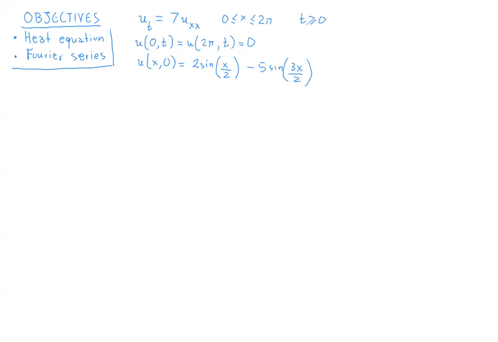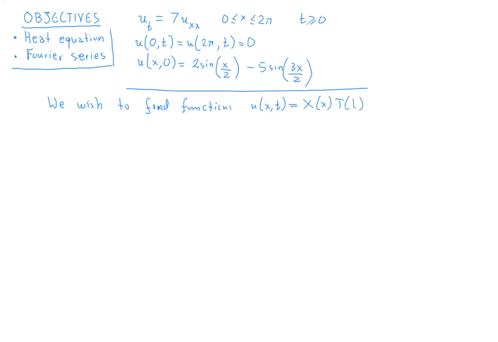Let's try to understand the math behind this problem, and then we will discuss the procedures for the exam in a very detailed way. So in any case, we wish to find functions u(x,t) equals X(x) times T(t) that satisfy the first 2 conditions, meaning the equation and the first initial condition, or boundary condition. You can call them either, actually.